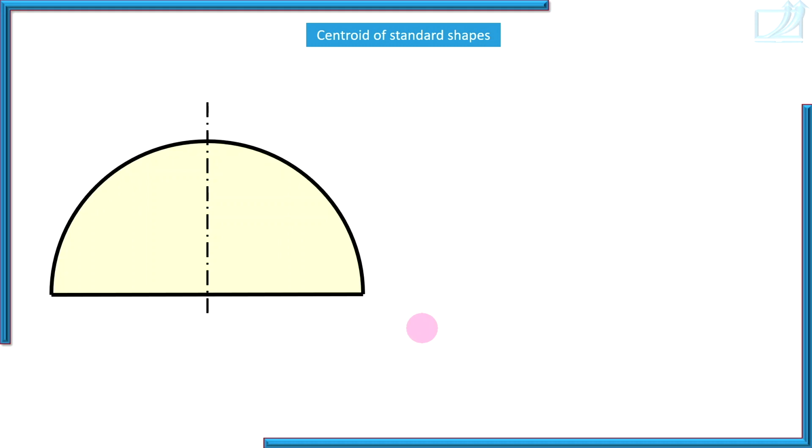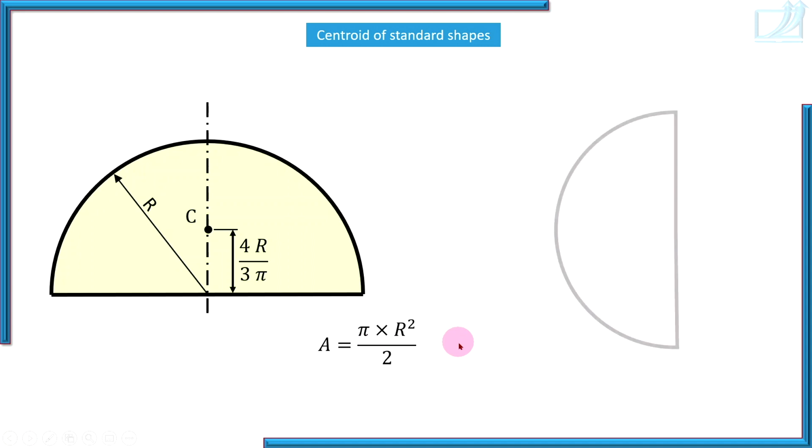Semicircle is a standard shape. Let r be the radius of the semicircle. The centroid lies on its axis of symmetry at a distance 4r by 3 pi from its straight edge. How will you find the area of a semicircle? Area of a circle is pi r squared. Simply divide it by 2. Semicircle: pi r squared by 2.